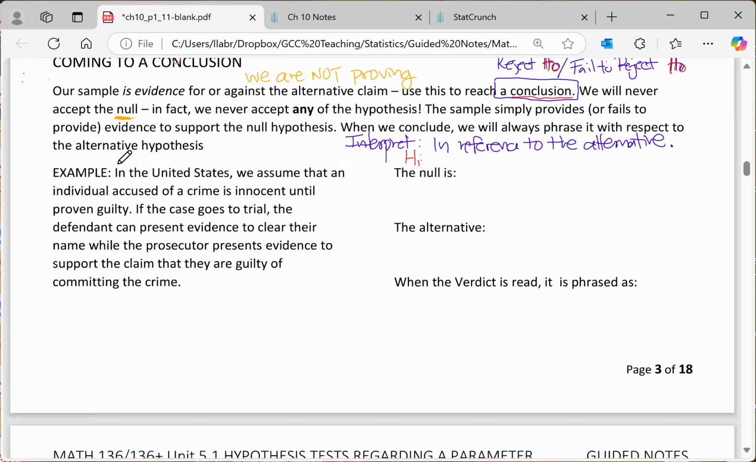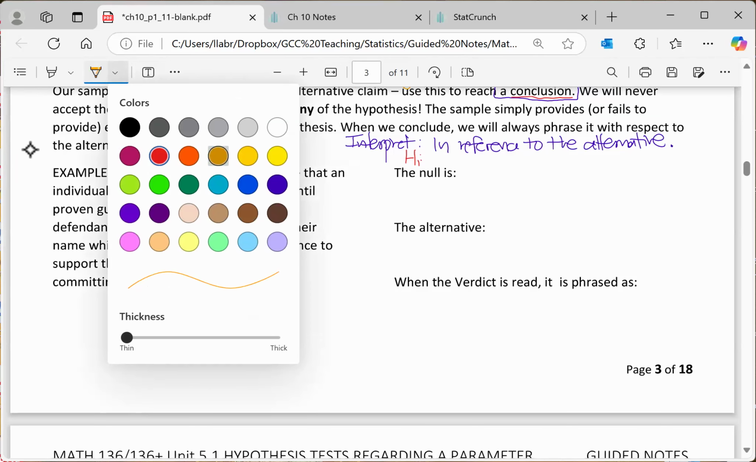All right, here's a quick example. In the United States, we assume that an individual accused of a crime is innocent until proven guilty. If the case goes to trial, the defendant can present evidence to clear their name, while the prosecutor presents evidence to support the claim that they're guilty of committing the crime. Notice that there are two competing hypotheses here. So what is the null hypothesis?